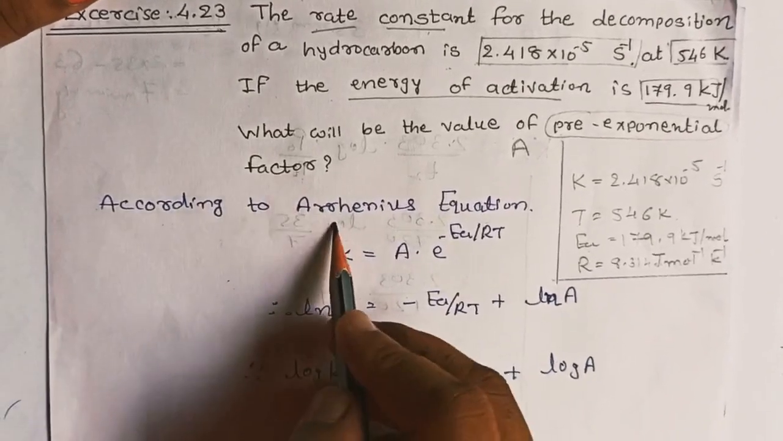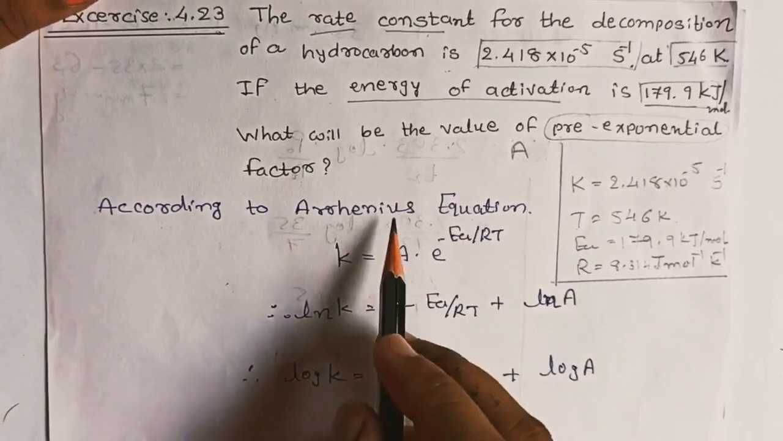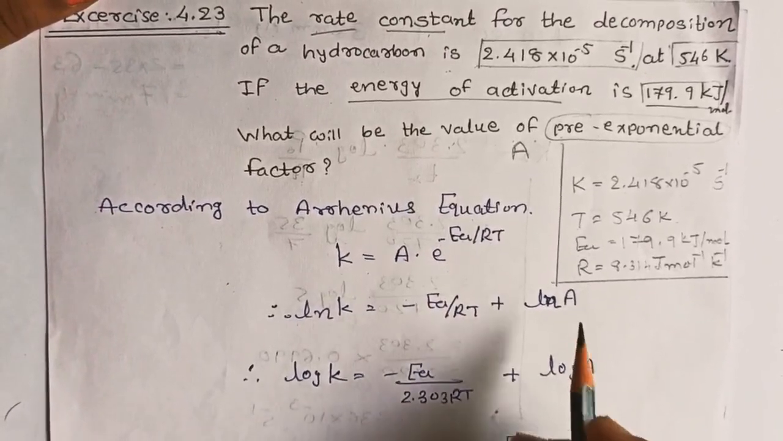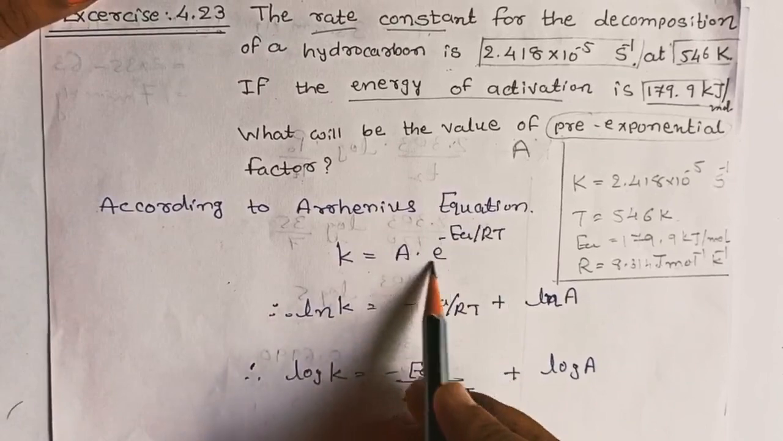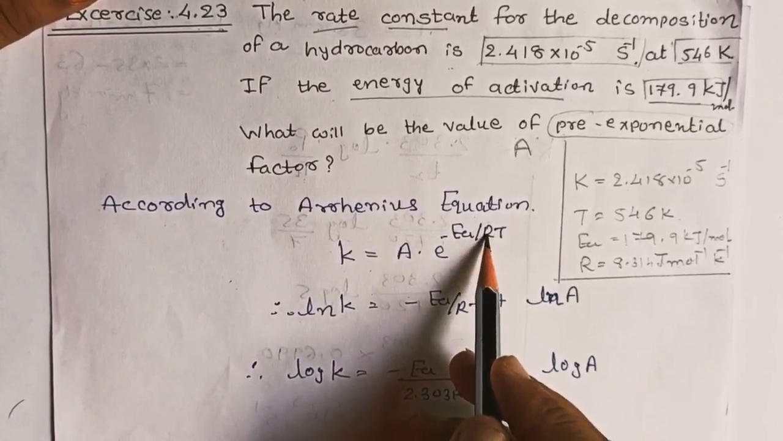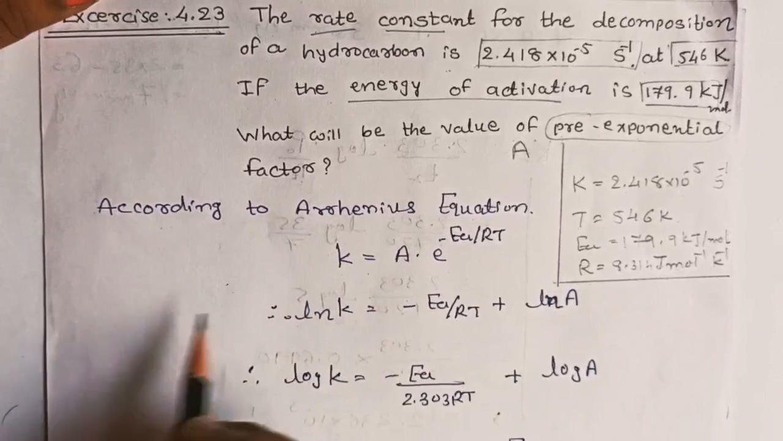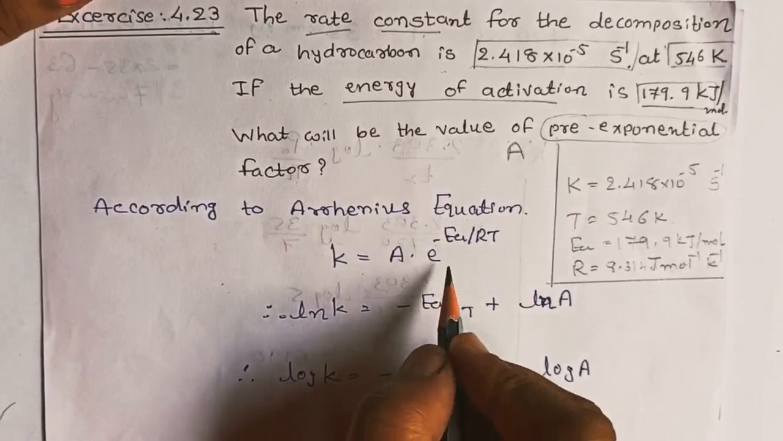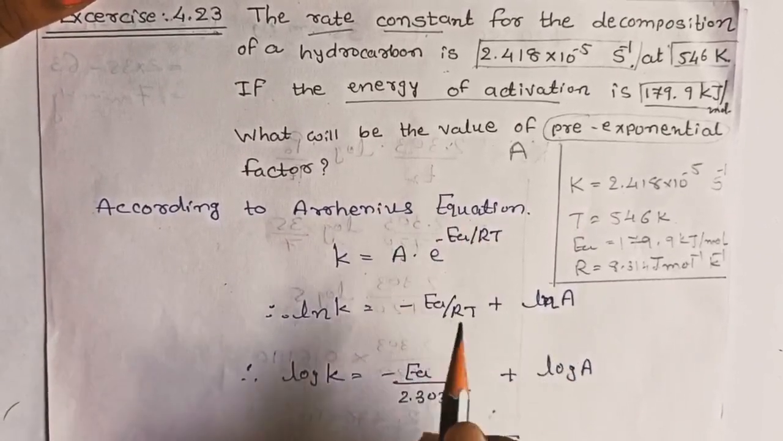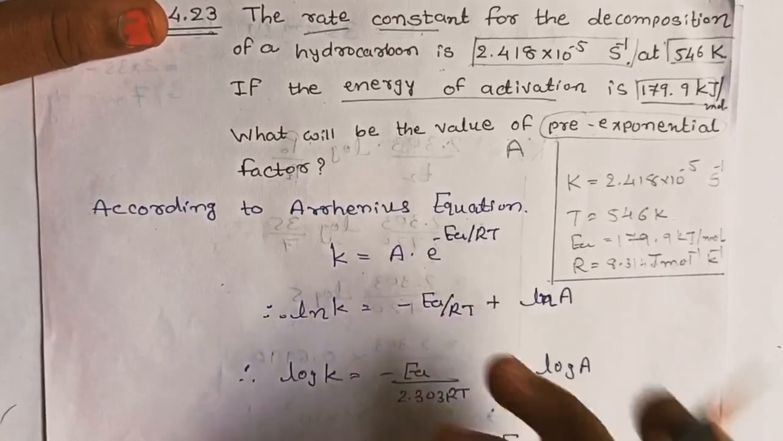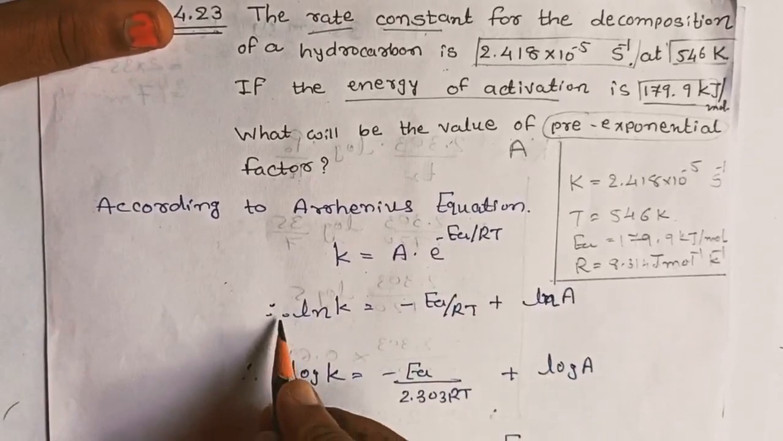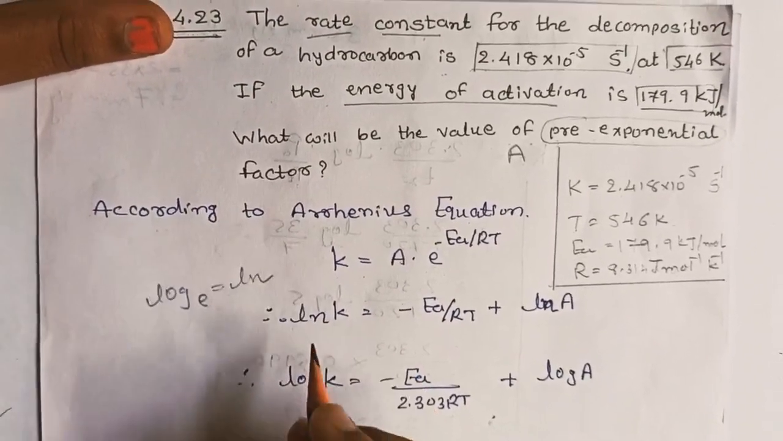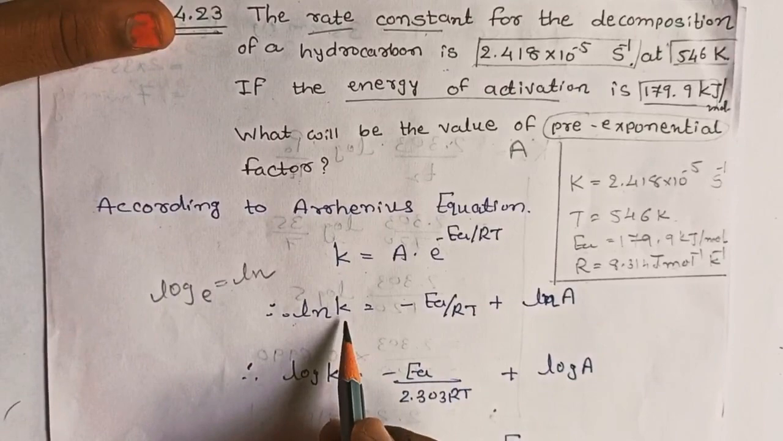Now, according to the Arrhenius equation, you know the equation: k equal to A into e to the power minus Ea by RT, right? So for this, we have to take ln on both sides, log base e. So that the power of e comes in front as a multiplication and log e base e becomes 1, right? Log base e can also be represented by ln.